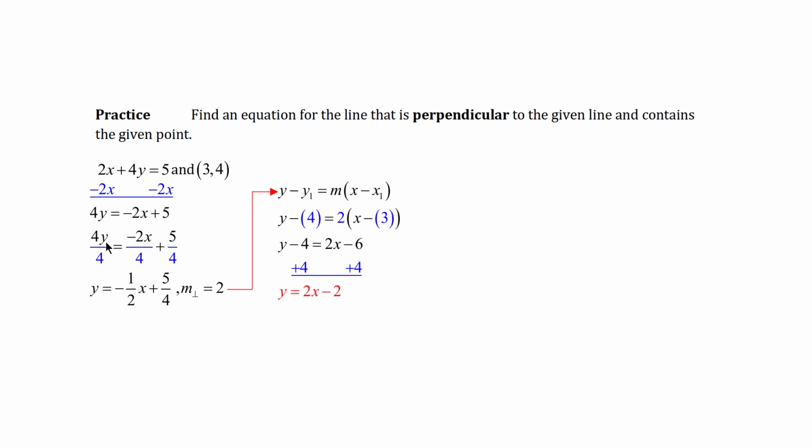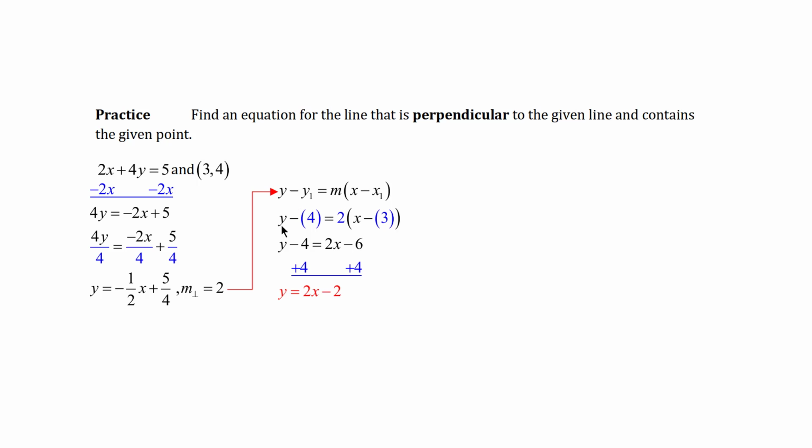Simplifying the left-hand side, 4y divided by 4 is y. On the right-hand side, -2x divided by 4 is -1/2 x. And then we just bring down the 5 over 4. So the result is y equals -1/2 x plus 5 over 4. The slope for this equation is -1/2. We need to use the negative reciprocal of -1/2, which is positive 2 over 1, or you could just write it as positive 2. So here I have m with the little perpendicular sign equals positive 2. Next, we plug in 2 for our slope and the point 3, 4 into the point slope equation.